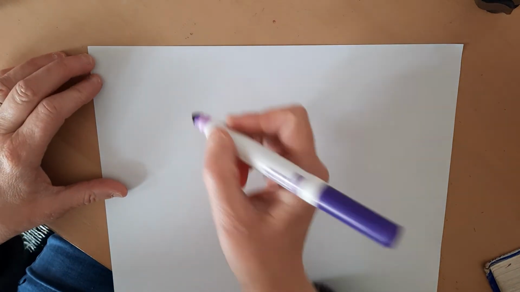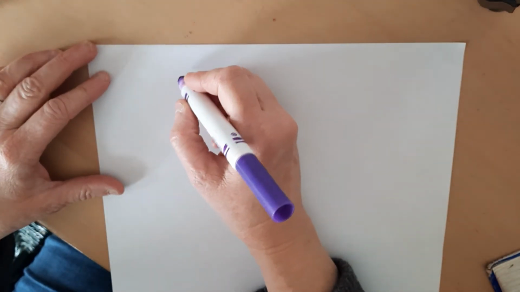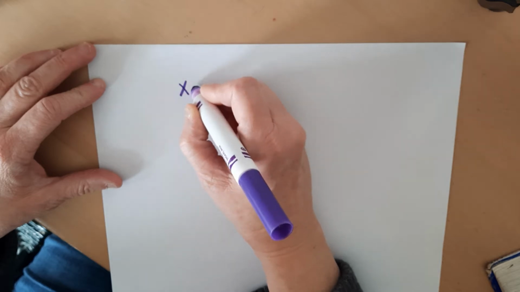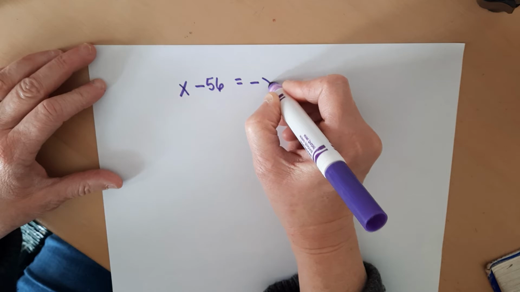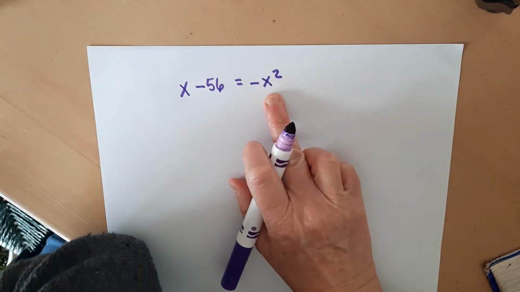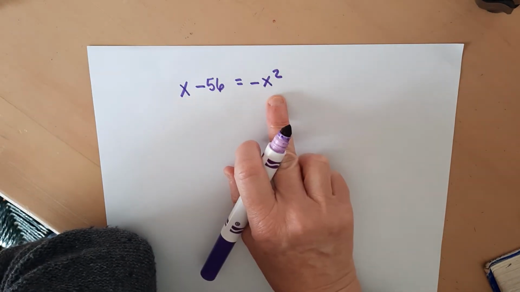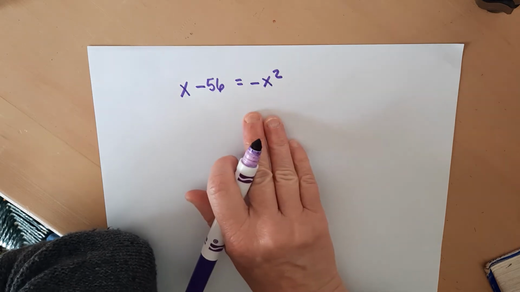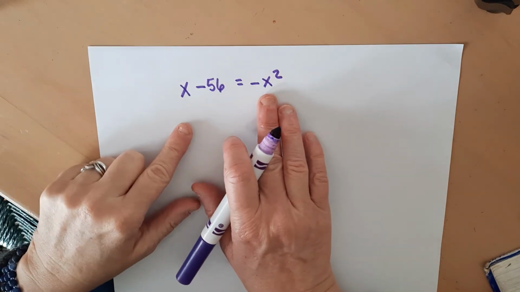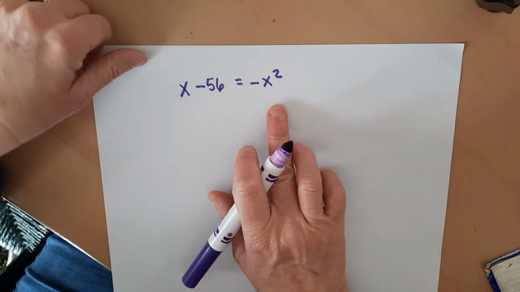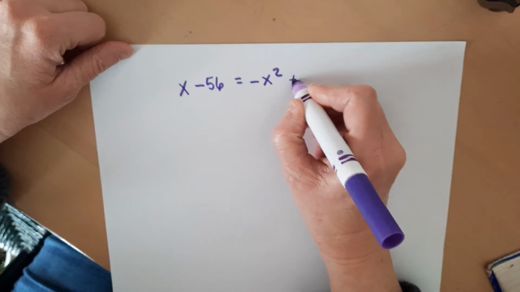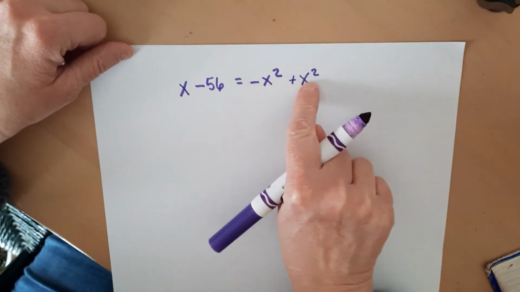We're going to try another one to make sure that you know how to do that. Here's another question that they could ask: find the values of x that satisfy this equation, x minus 56 equals negative x squared. They want to know what values of x would make this equation true. We're solving it, we're finding the roots. So the first step is to move everything to one side of the equation, leaving only 0 on this side. We're going to need to add a positive x squared to each side in order to make this side 0.